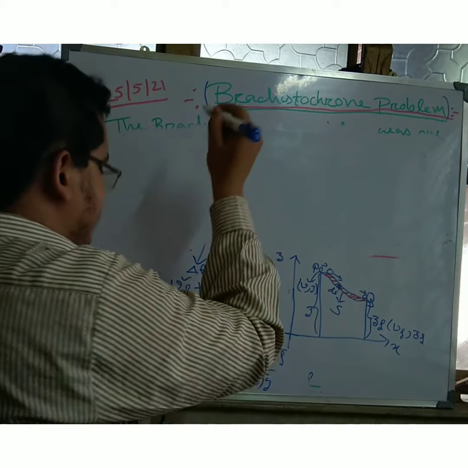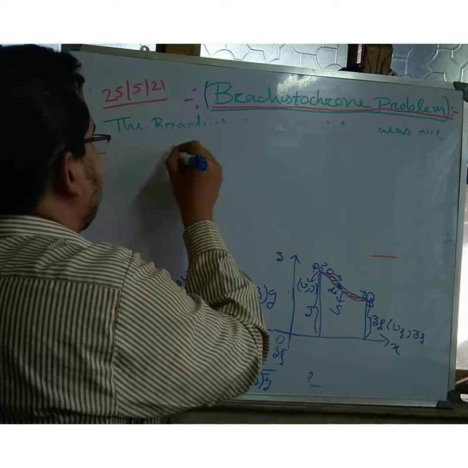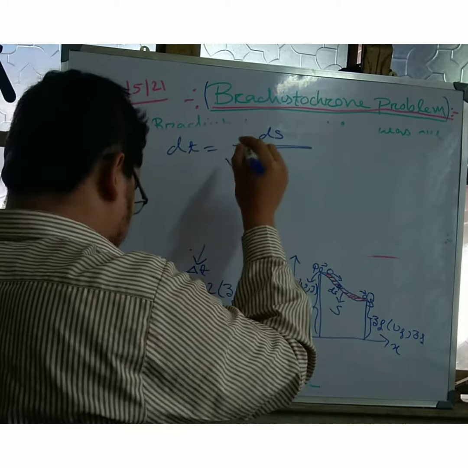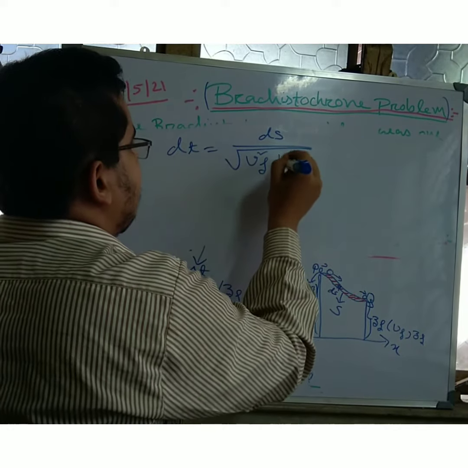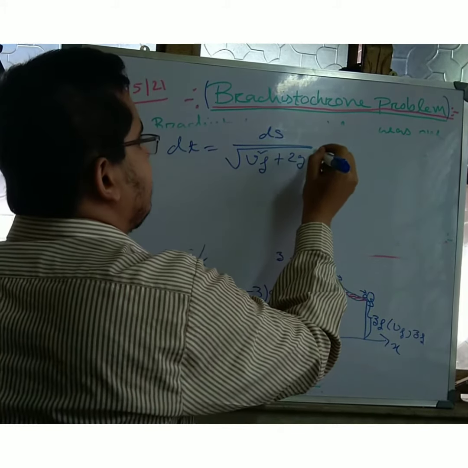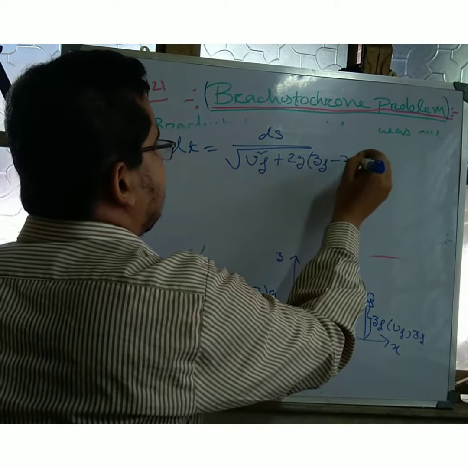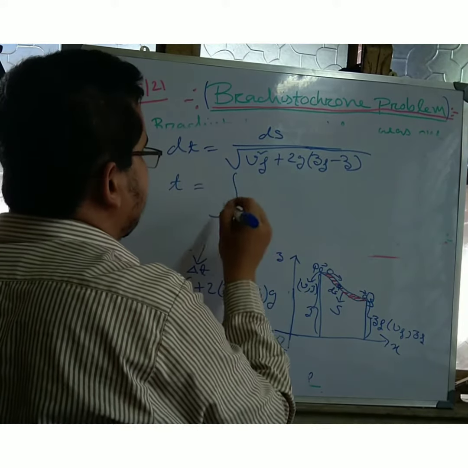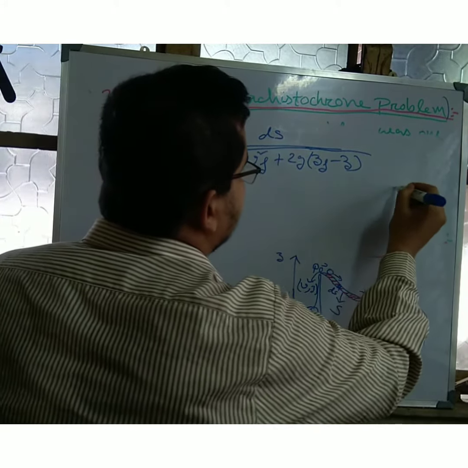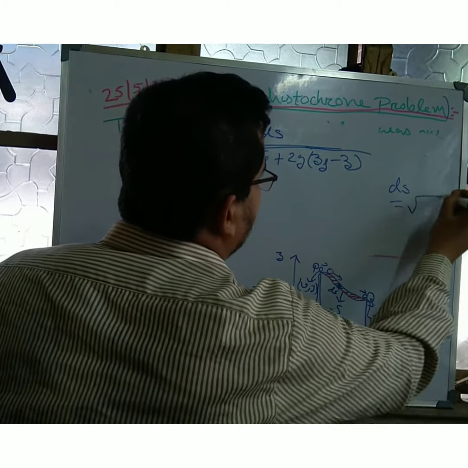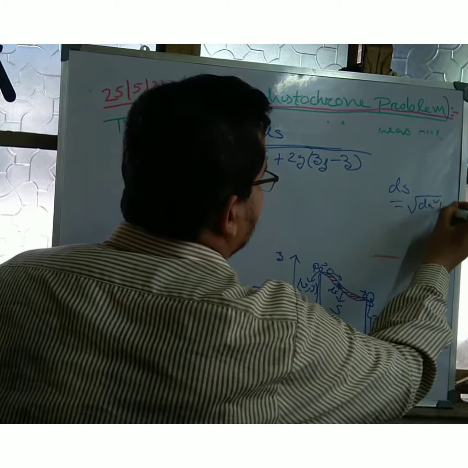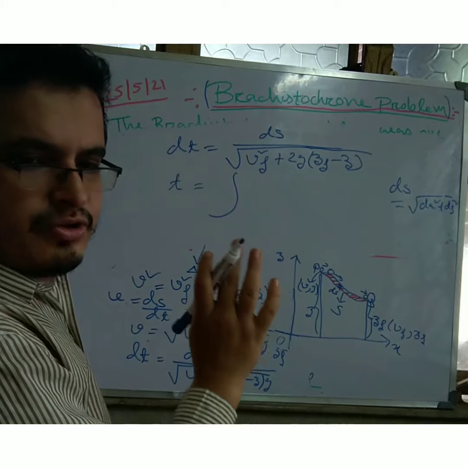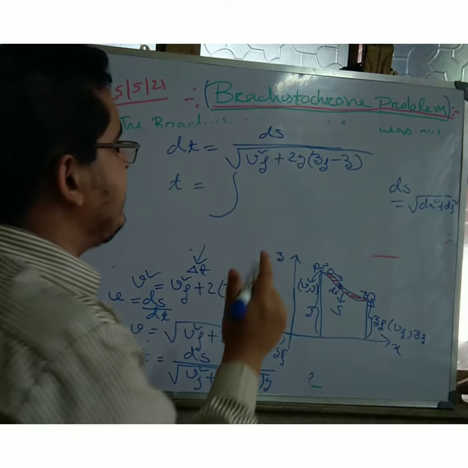So friends, whatever you see, dt is equal to ds divided by root over v square f plus 2g into zf minus j. Now t is equal to, ds is equal to root over dx square plus dz square. Okay, dx square plus dz square.